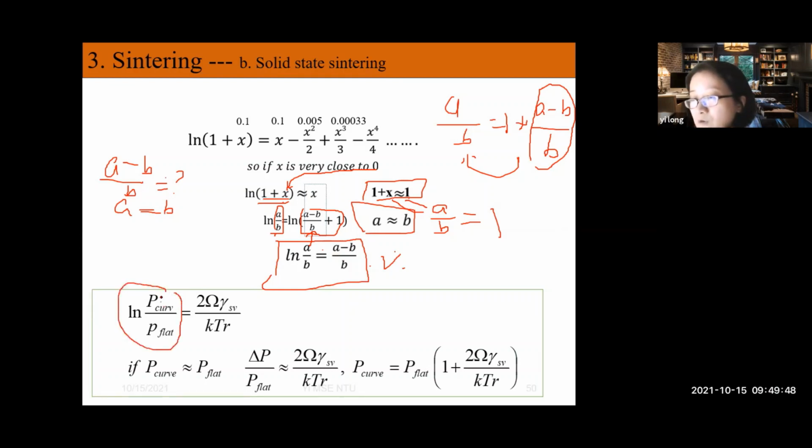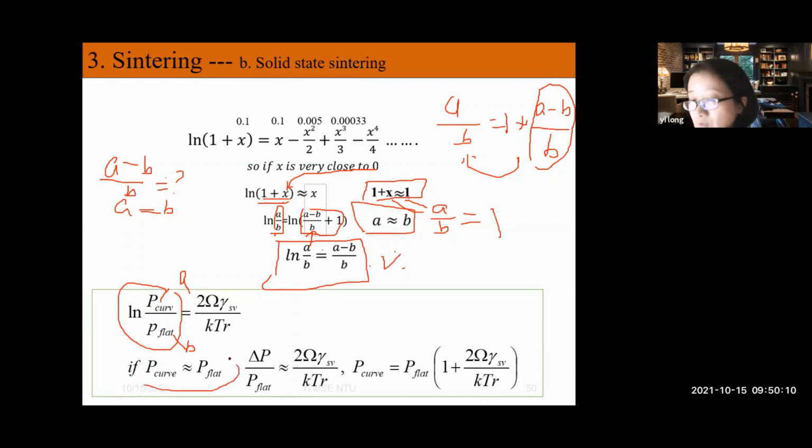So for example, if I put P curve as A, P flat as B, is it correct? Because we just said A is very close to B, right? Because according to our calculation, actually the P curve is very close to P flat. Mathematically, it is very close. So we just simply take this P curve as A and the P flat as B.